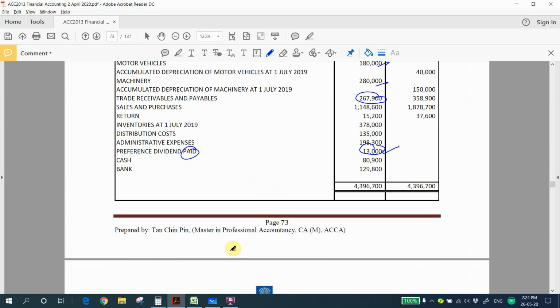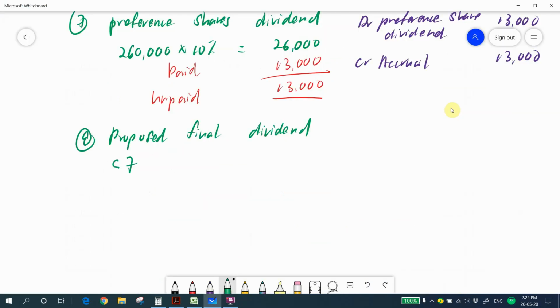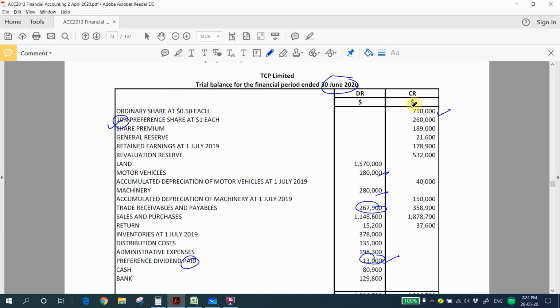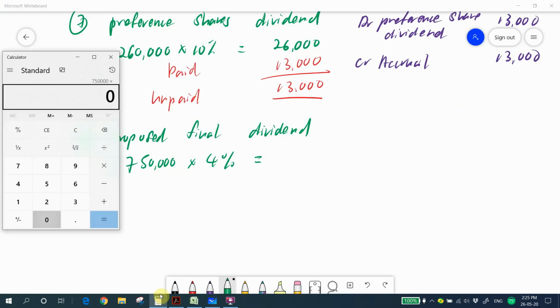So let's have a look on the ordinary share. The value of ordinary share is 750,000. So we use 750,000 times 4%. When your dividend is based on a percentage, you use the monetary value. If your dividend is based on the number of share, you have to get the number of share first before you calculate the dividends. So answer, $30,000.